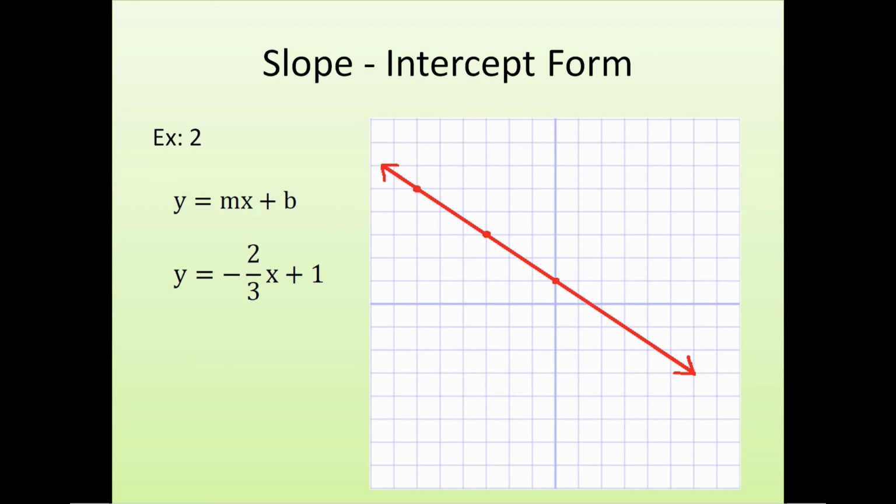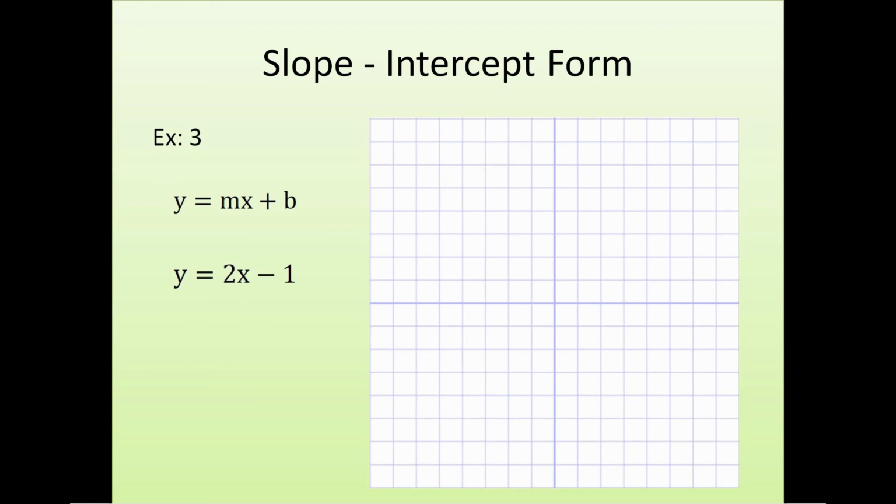One last example. y equals 2x minus 1. For this one, the y-intercept is -1, so go ahead and plot it. The slope is 2. Whenever your slope is a whole number, you're going to put a 1 underneath it. So it becomes 2 over 1, since 2 is equal to 2 over 1.